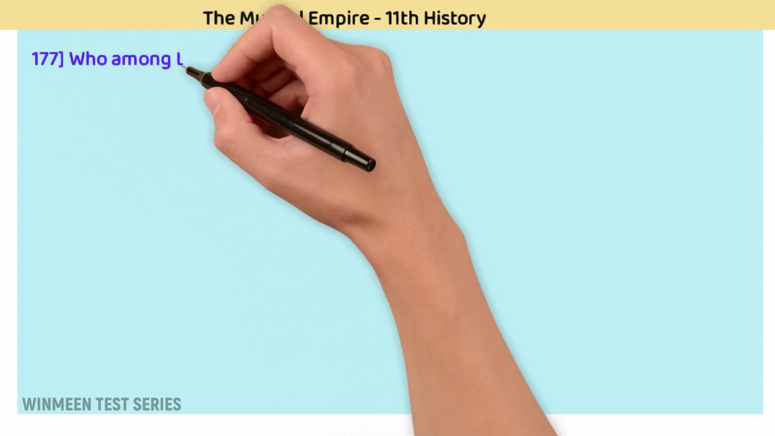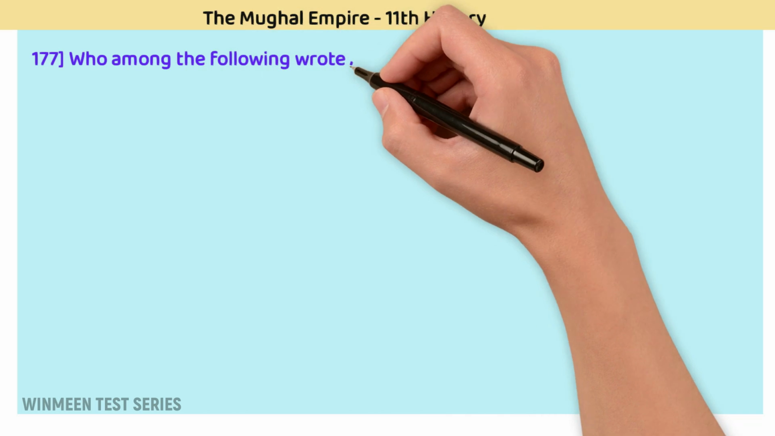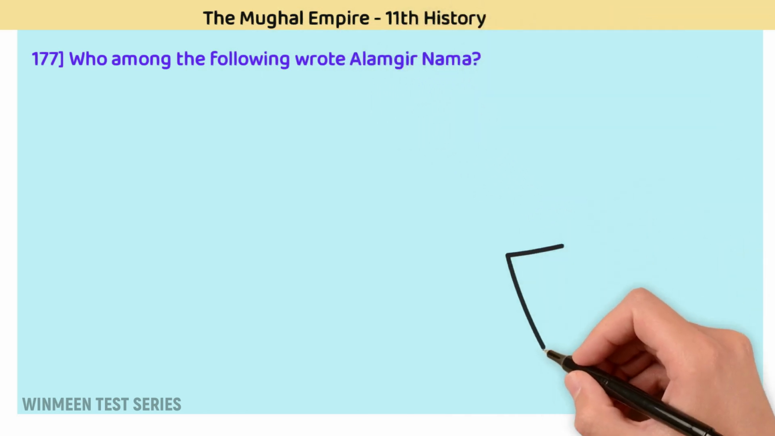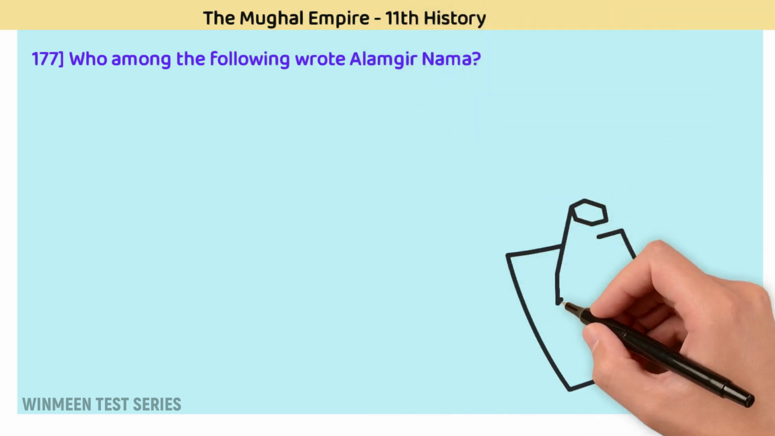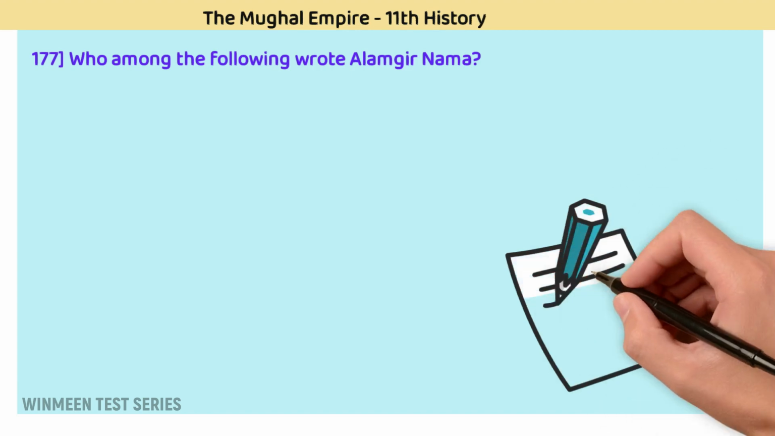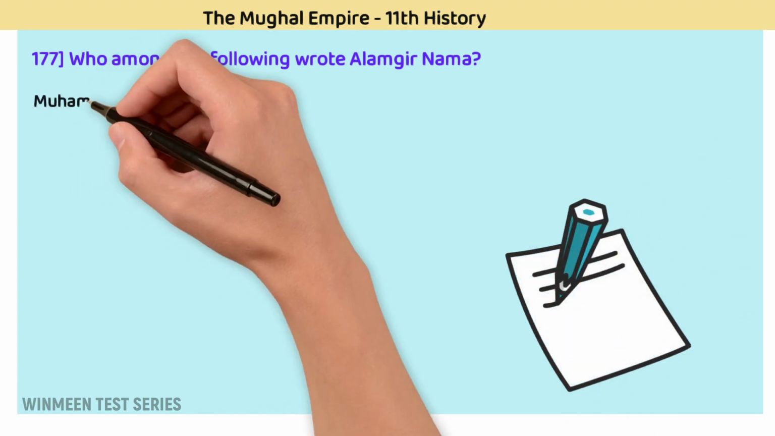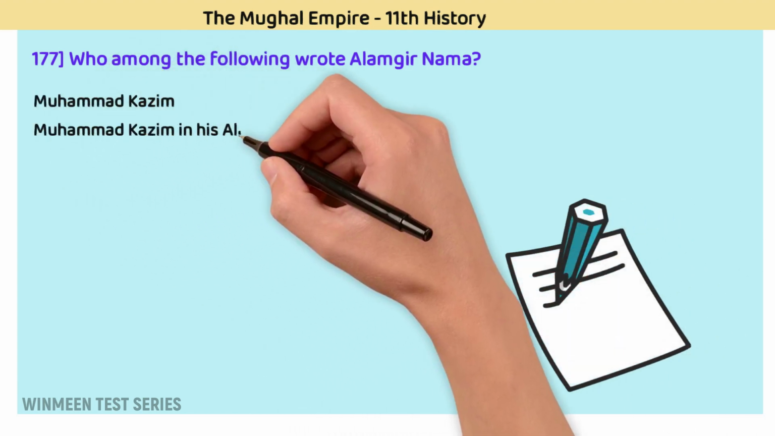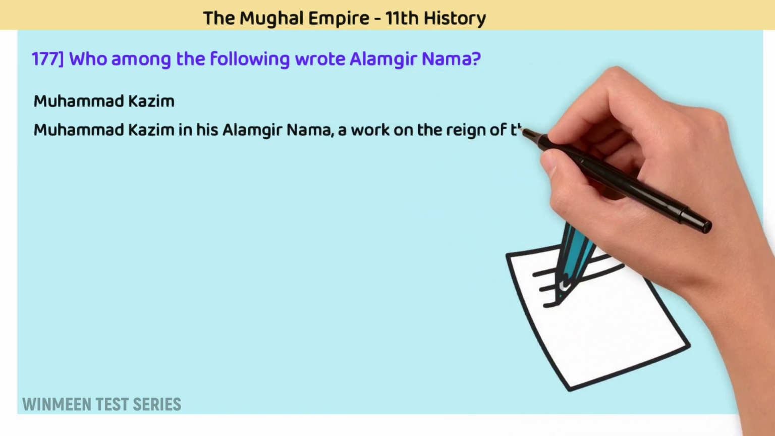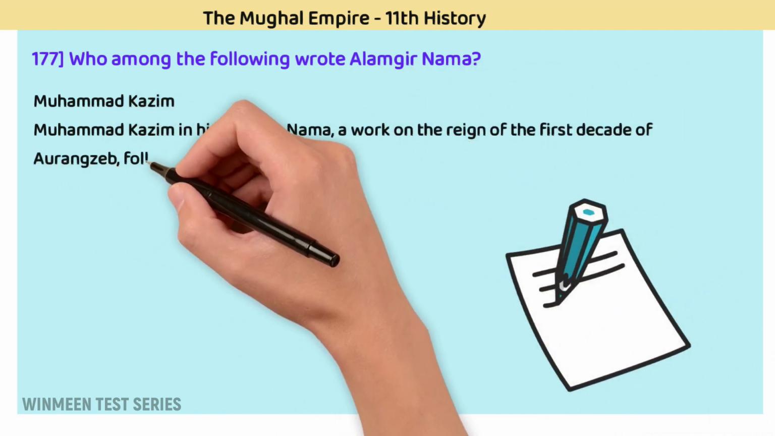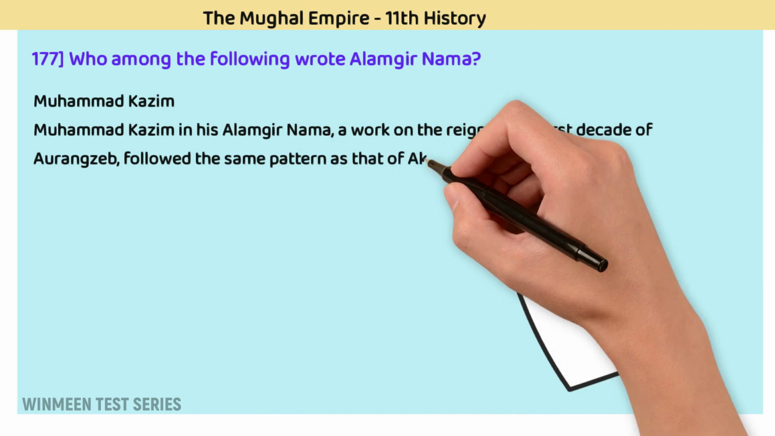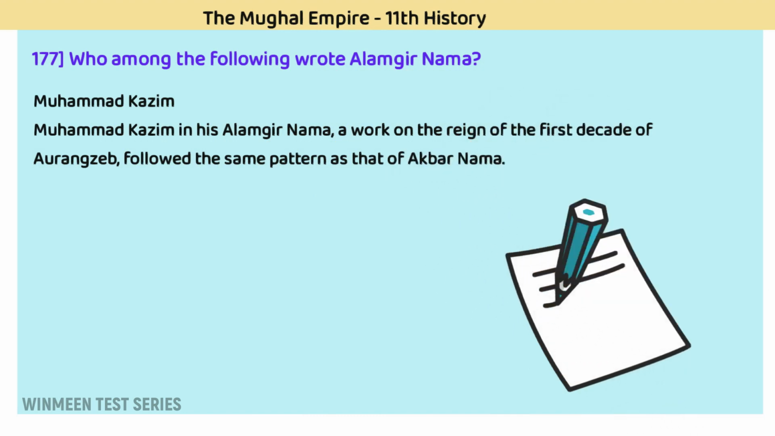Question number 177. Who among the following wrote Alamgir Nama? The answer is Muhammad Qasim. Muhammad Qasim, in his Alamgir Nama, a work on the first decade of Aurangzeb's reign, followed the same pattern as that of Akbarnama.